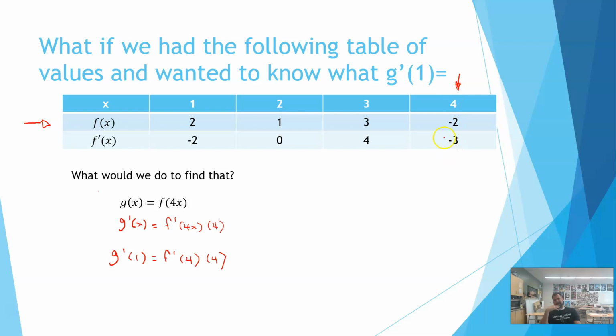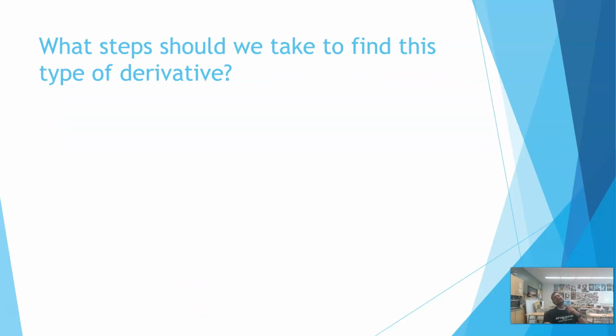When I plug 4 in, you can see here hopefully that I get negative 3. So I put negative 3 here, and then I have that multiplying by 4, so what I get in this answer is negative 12 for g prime of 1. Again, hopefully that kind of makes sense. We're going to do some more examples here, but let's take a look at the steps that we should take when we have this type of problem to find the derivative.